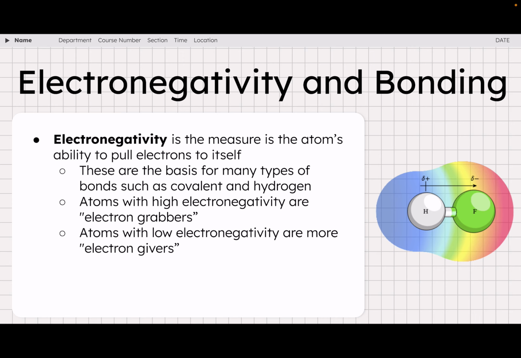Now, we don't really need to know the deepest basis on why fluoride is more electronegative than hydrogen in the USABO exam. We just need to have a general idea of what this causes, which we'll find out in the next one. But it's really key to understand that high electronegativity likes electrons and wants them, and low electronegativity doesn't like electrons and will give them.